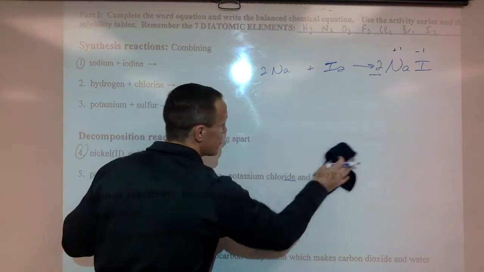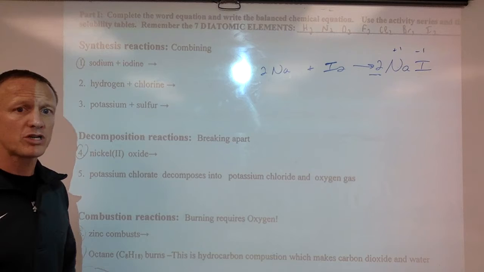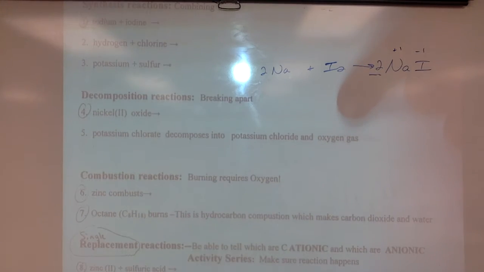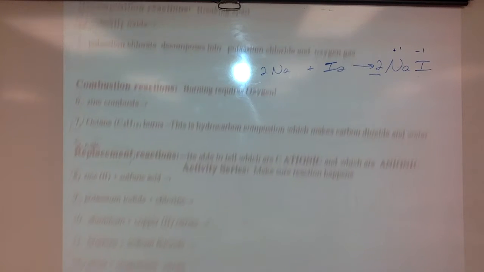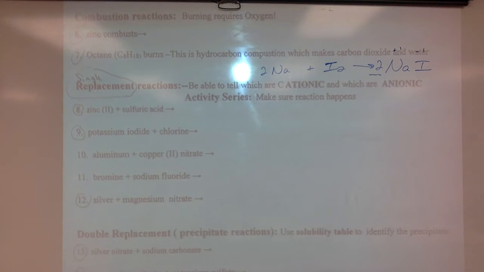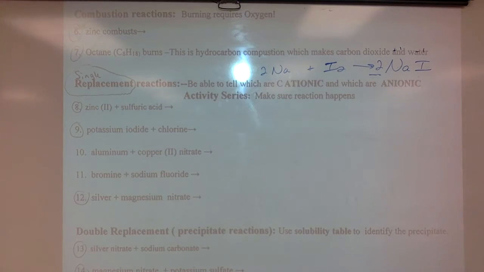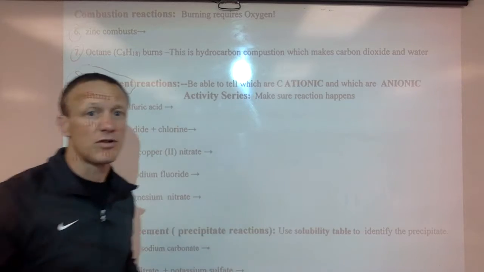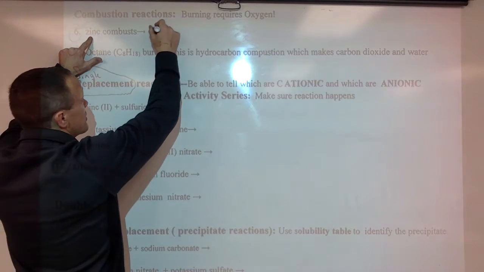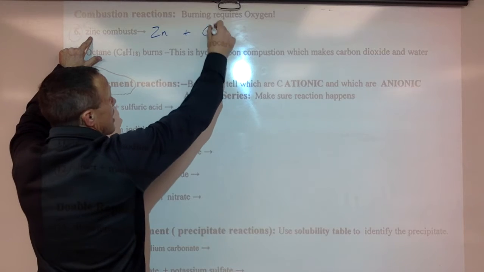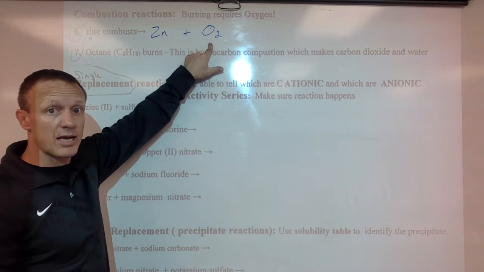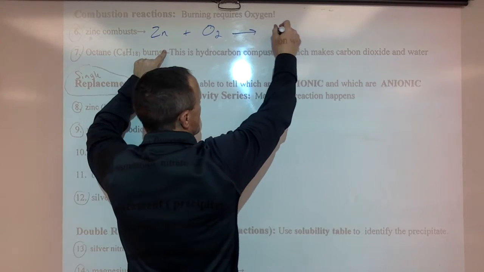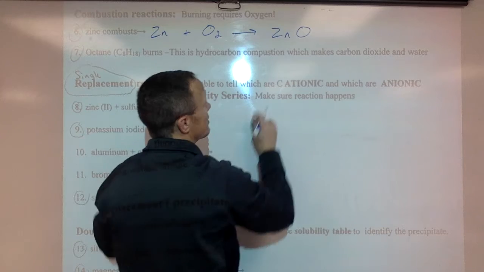Combustion ones. Remember, combustion means burning, which means you're combining with oxygen. So let's slide this up just a little ways. So here's our combustion ones. Again, combustion is burning, which means oxygen's involved on the reactant side. So for zinc combusting, we're going to say we have zinc plus oxygen. So combustion means you have something plus oxygen, burning in oxygen. They're just going to form a compound of zinc oxide.